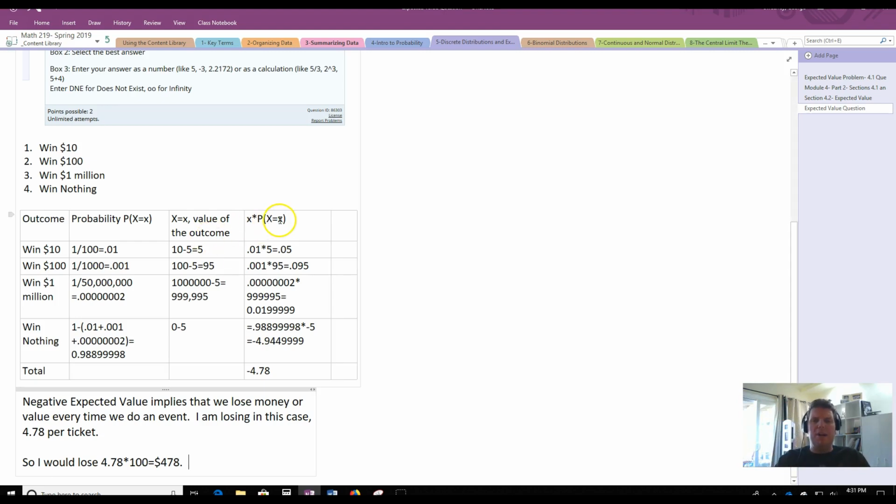Finally, what we're going to do is calculate the expected value by multiplying the probability times the value of the outcome for each one of them, and then adding them all together. That gives me my expected value, and that's how you find expected value.